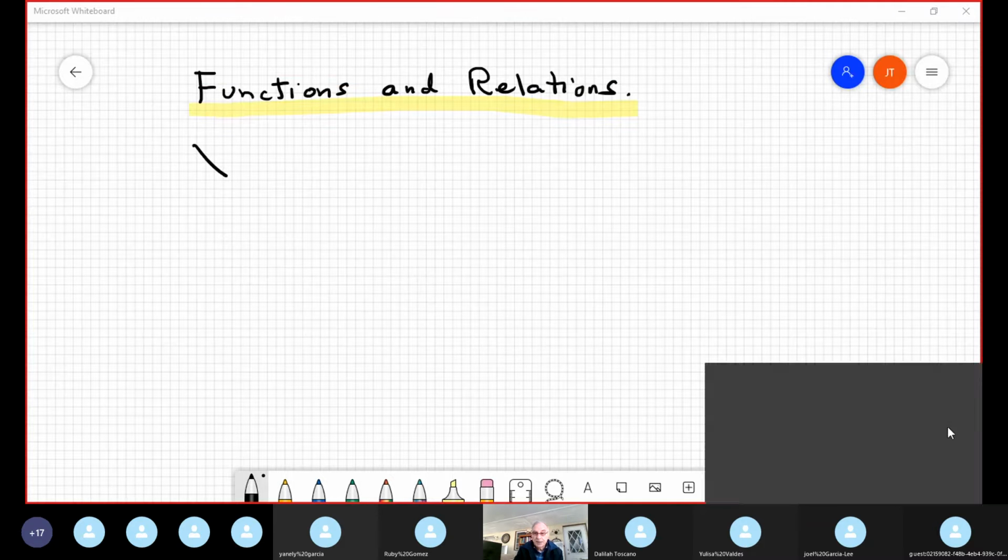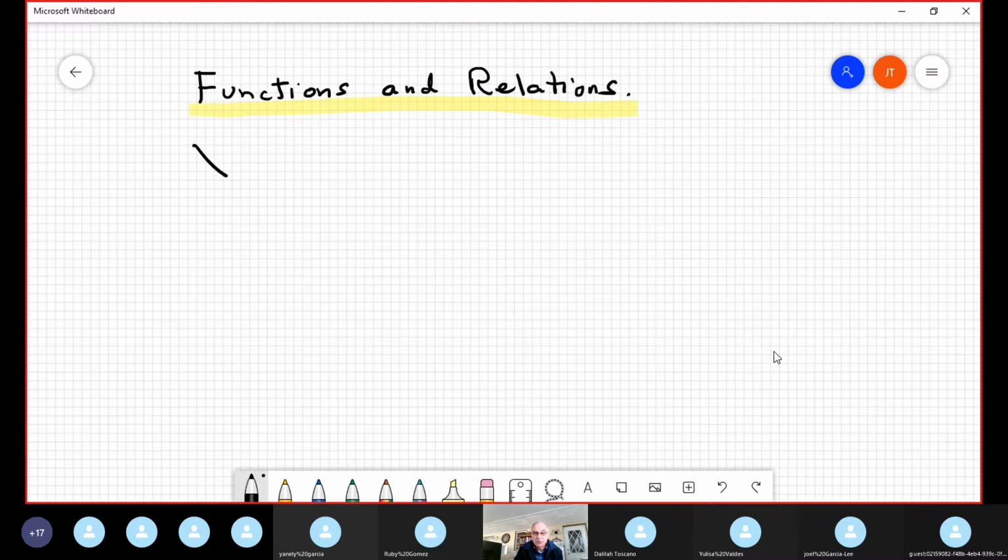Okay. I say we study a new topic called function and relation. Let me try to explain relation first. Relation is a very intuitive idea. It's an association between two sets. Suppose that we have two sets, capital X and capital Y.